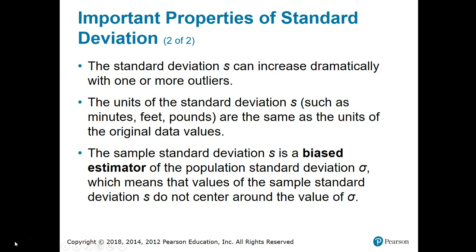S should also have the same units as the original data values. If we had dollars, they should be dollars. If we have pounds, they should be pounds. All right. The sample standard deviation is a biased estimator of the population standard deviation sigma, which means the values do not tend to center around sigma.